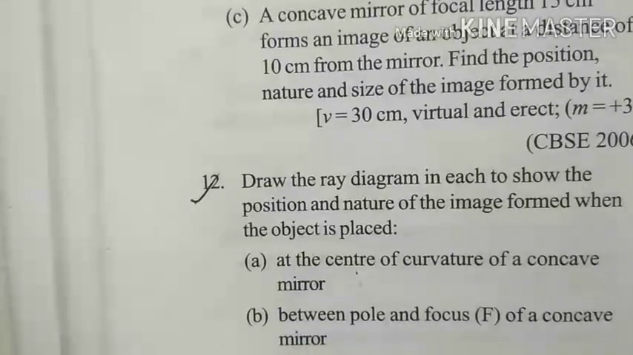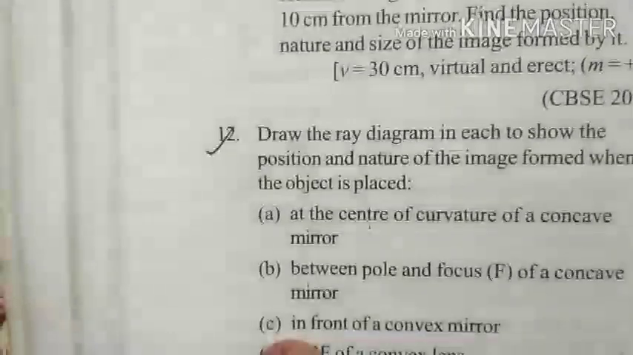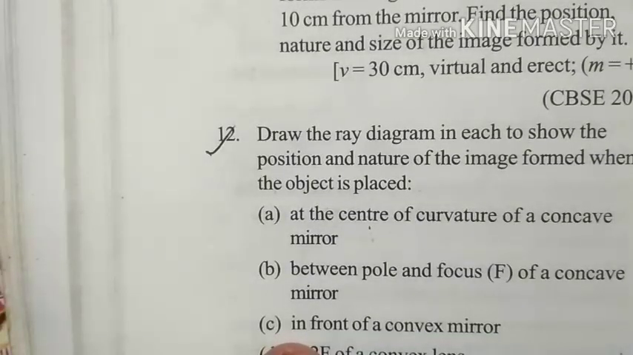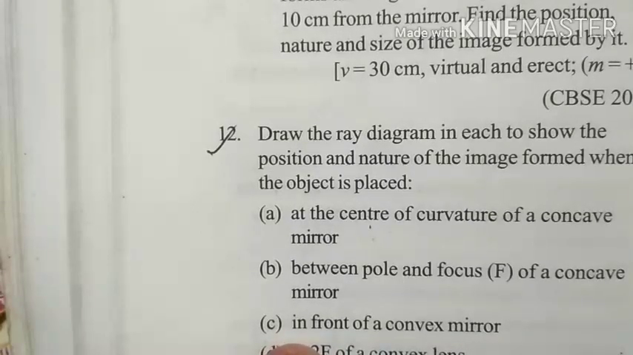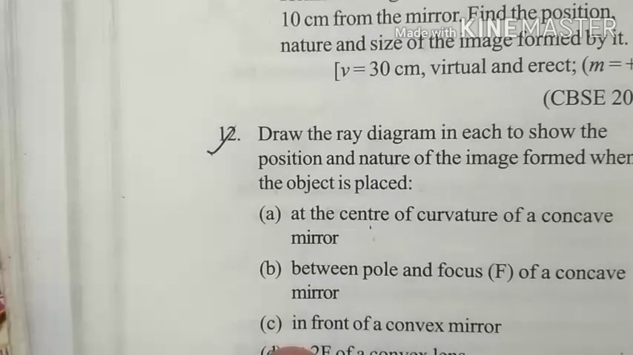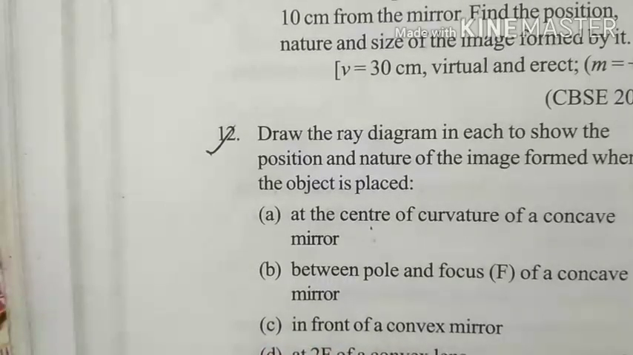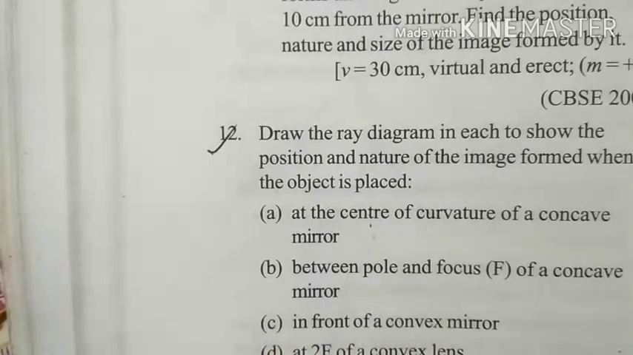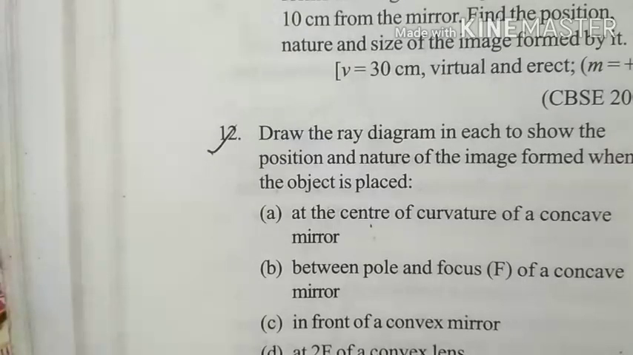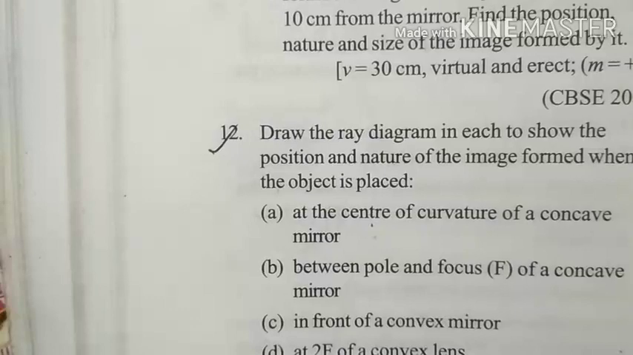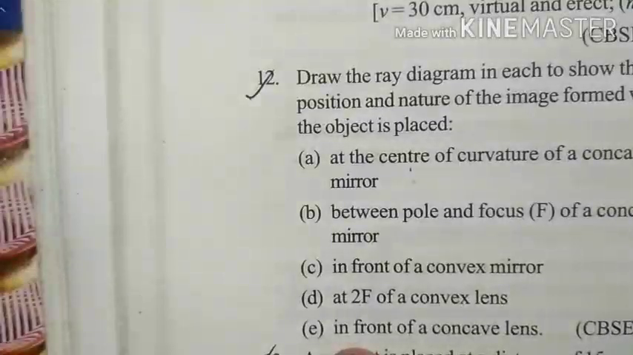Between pole and focus of a concave mirror. Already in the previous diagram I have shown, object is placed between pole and focus. Where is the image formed? It is formed behind the mirror, and it is virtual, erect and enlarged. In front of a convex mirror, here we cannot give the position. Wherever it is kept, the nature of the image formed is virtual, erect and diminished.